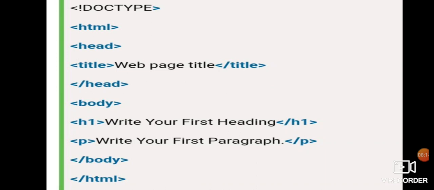Now in the body tag we give the description of our web page. The main contents of our web page are written in the body tag. H1 is used to give headings, and the p tag is used for paragraphing text. Now the body tag has to be closed and at last the html tag has to be closed.